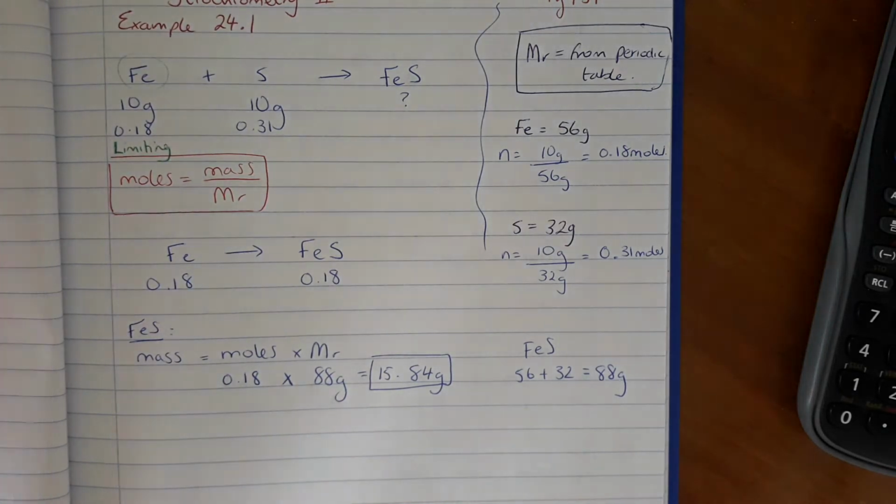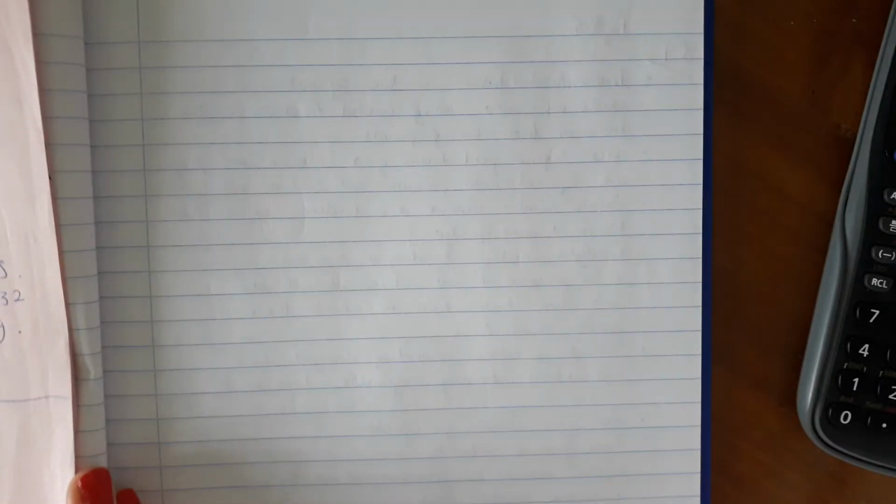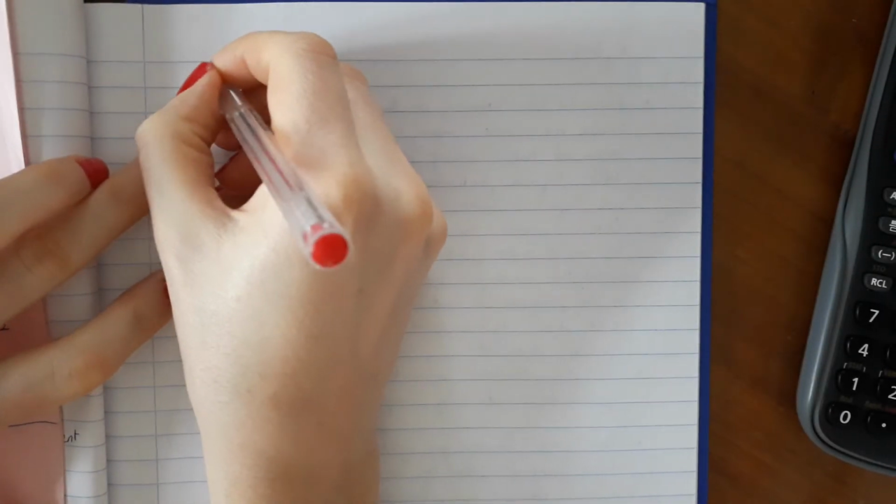And I'm now going to look at example 24.2 as well. Okay, so example 24.2 on page 452 in Chemistry Live, it says ethene can be made from ethanol according to the following equation, and they've given you the equation.